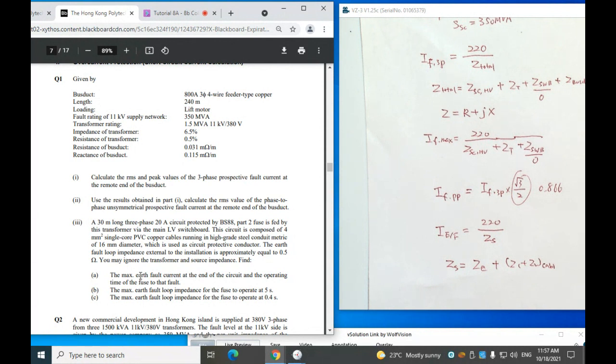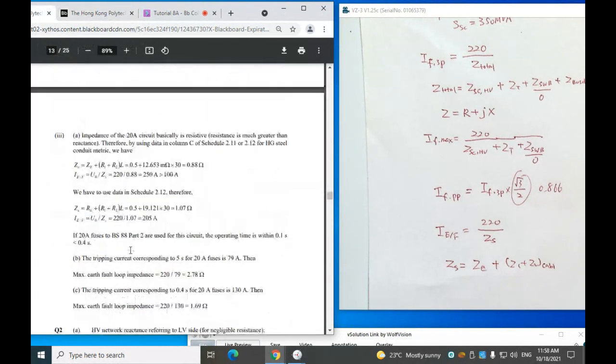If it's a 3-phase fault, then we use the COP table, the EMSD COP table. And for the earth fault, or the phase to neutral fault, which is considered an unsymmetrical, unbalanced fault, we have to use the schedule. In this case, we use the conduit as a CPC, so we have to use the schedule for that conduit. So let's go to the solution first for that part.